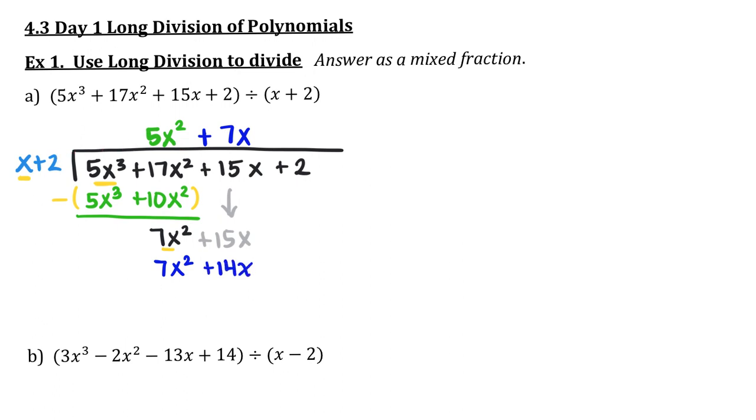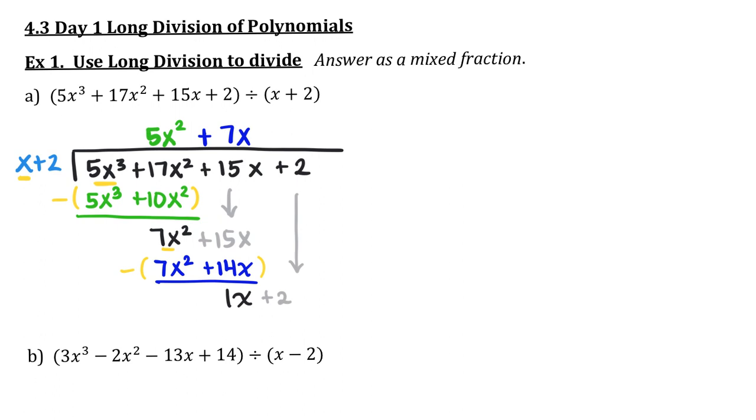In long division, we subtract down. So I'm going to subtract. You don't have to put the minus, but you need to remember you're doing it. 7x squared minus 7x squared is nothing. They cancel. It should always cancel. If I do 15x minus 14x, I get 1x. And then I'm going to bring down the plus 2.